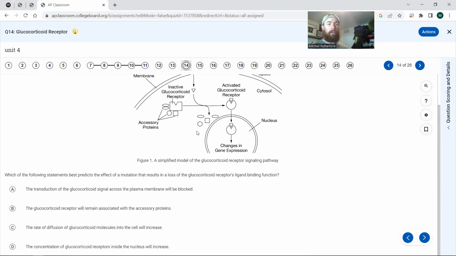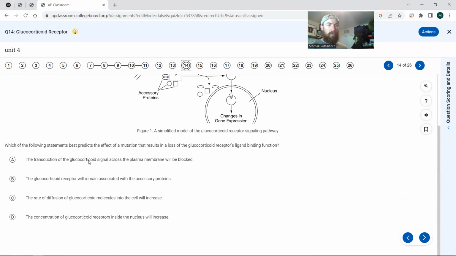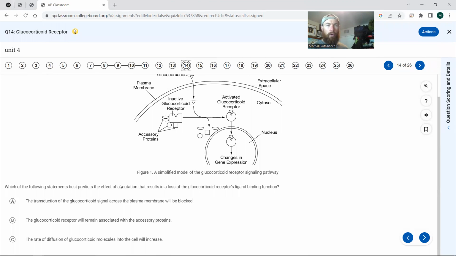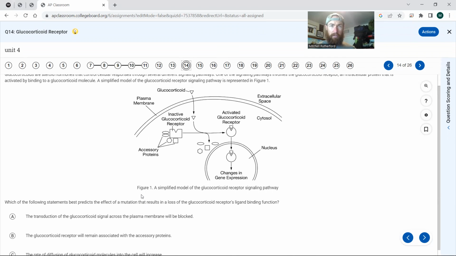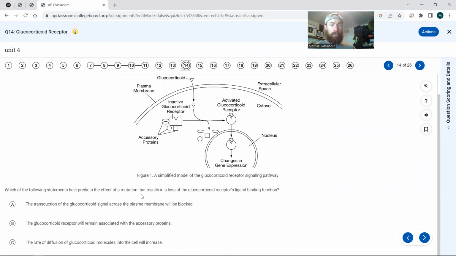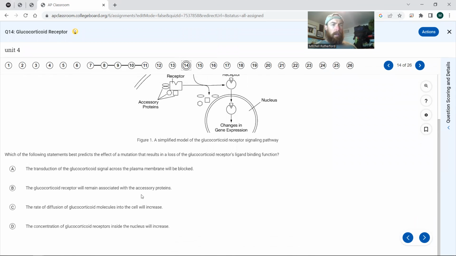So this glucocorticoid. So to the answers, if something is broken, I would literally draw on this thing if you can. You're looking at a loss of the receptor ligand's binding function. This is pretty simple. If you can't bind, you ain't going to make no genes. Well, not make genes. You're not going to express the genes. Expressing the genes means making proteins. So it doesn't matter if glucocorticoid is there, you're just not going to make a protein. So that's what I'm looking for.